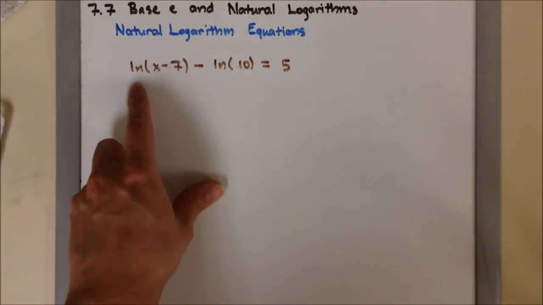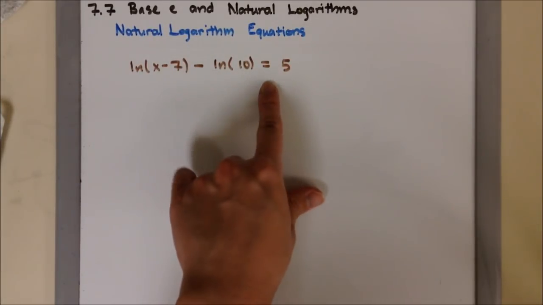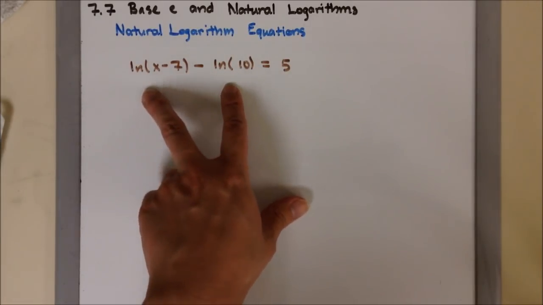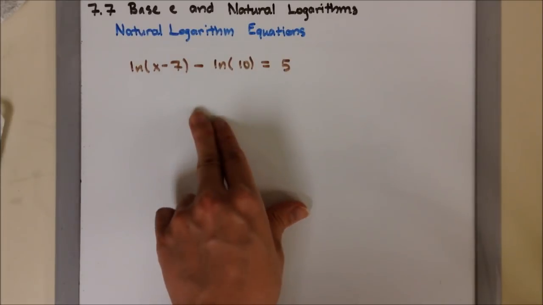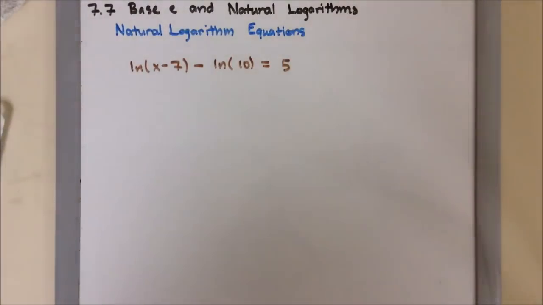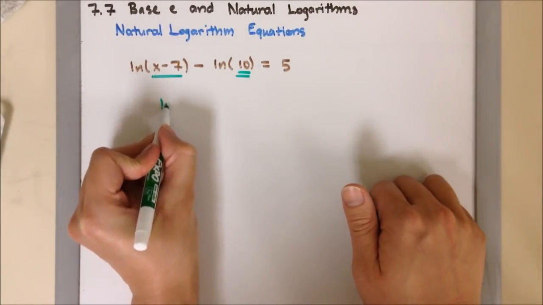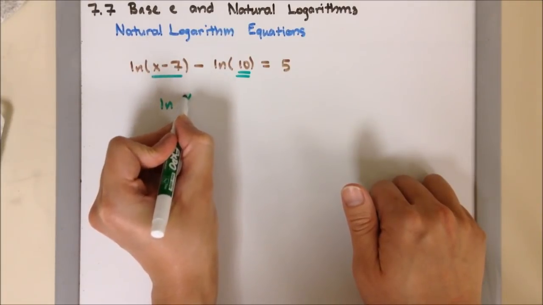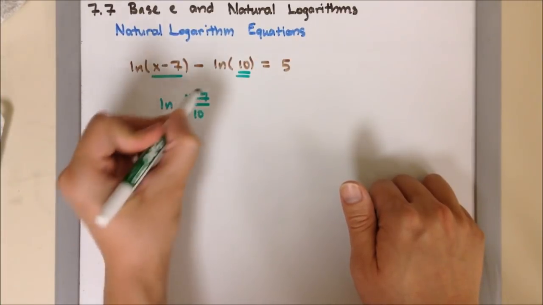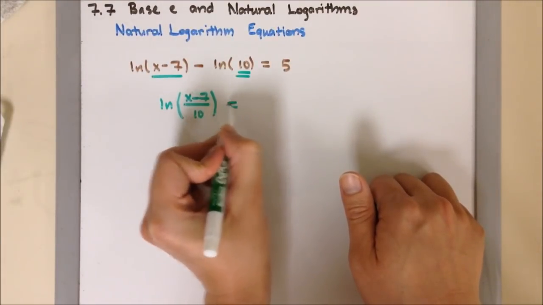In this example, I have natural log of x minus 7 and then minus natural log of 10. The whole thing is equal to 5. So just like the last example, before I can start solving it, I need to condense these two natural logs into one. So I'm going to be using the quotient property because it's subtraction. So the quotient property states that what is written first will be in my numerator, x minus 7, over what's written second is the denominator. So we have x minus 7 over 10 inside the natural log, and the whole thing is equal to 5.